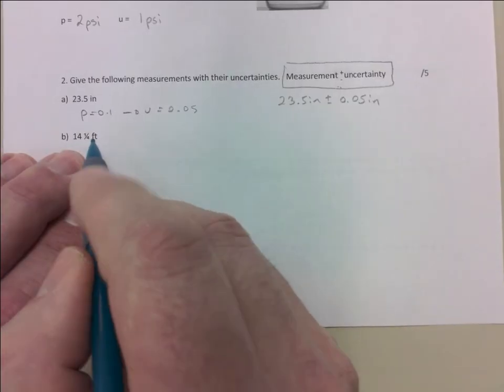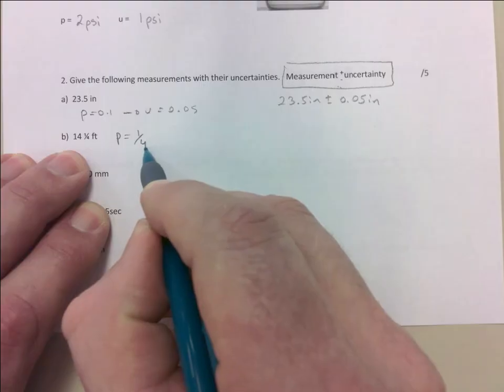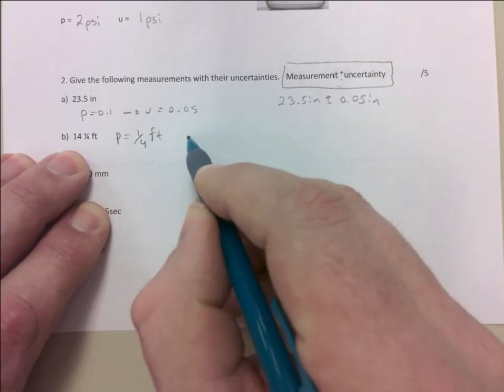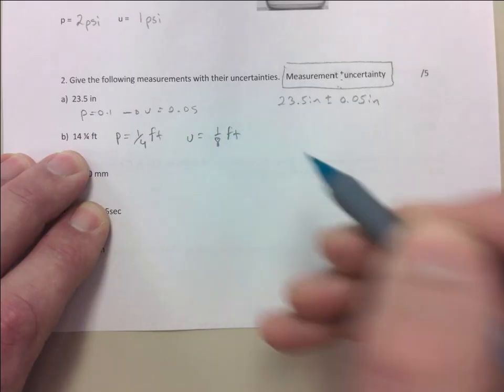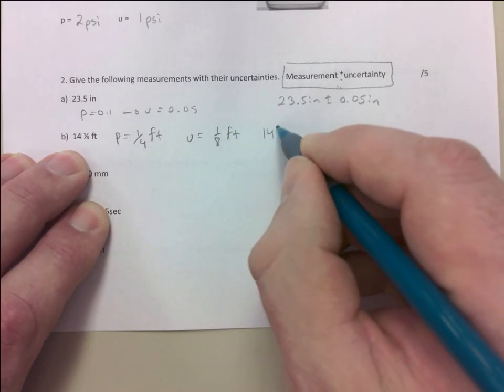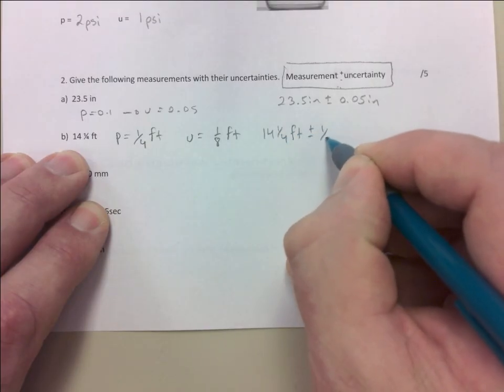14 1/4. Here you have a choice. I would say the precision is 1/4 of a foot, sorry, and therefore uncertainty is half of that, which is 1/8 of a foot. So that'd be 14 1/4 feet plus or minus 1/8 of a foot.